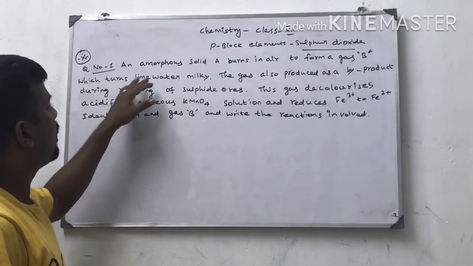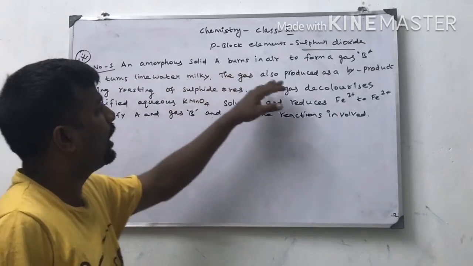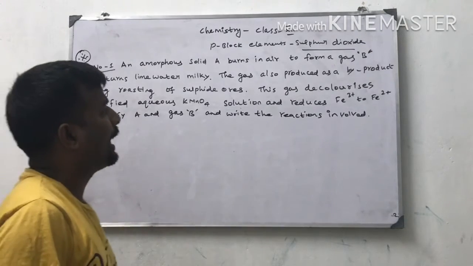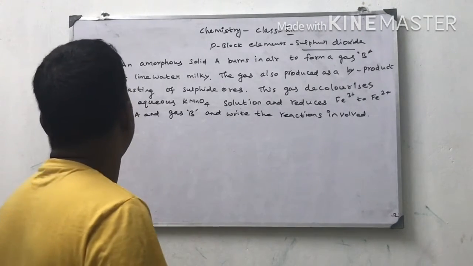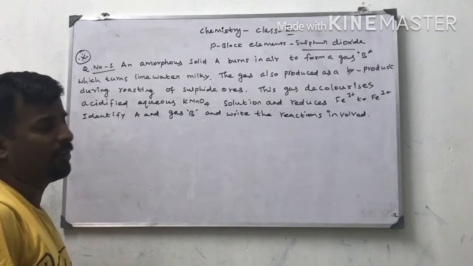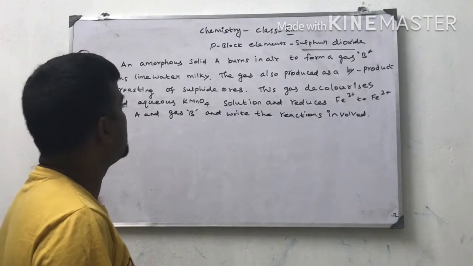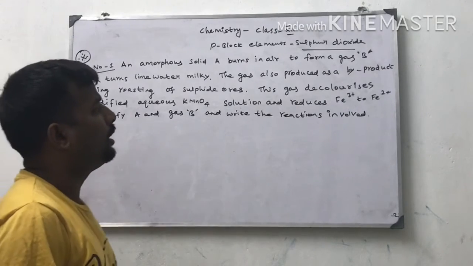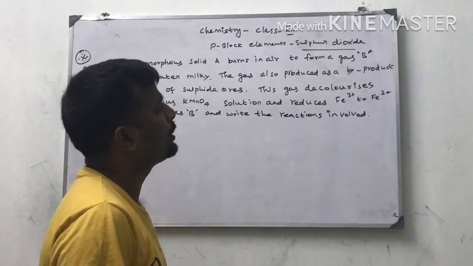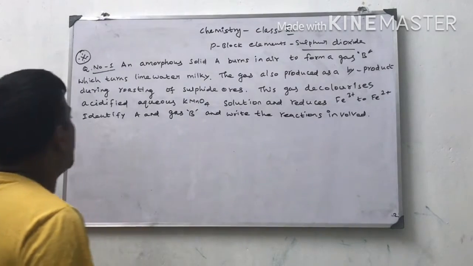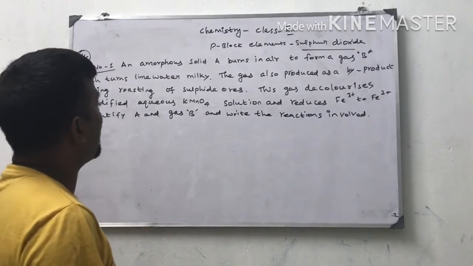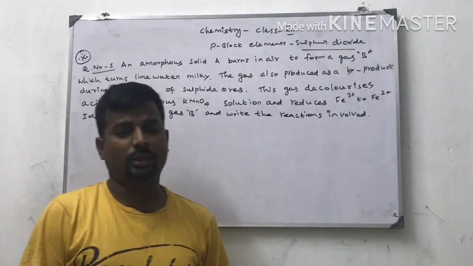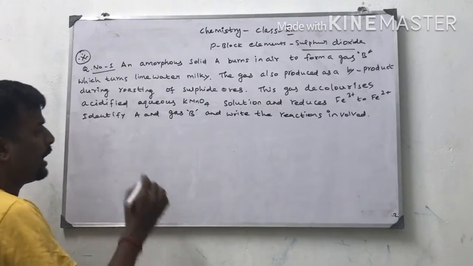Question 1: an amorphous solid A burns in air to form a gas B, which turns lime water milky. The gas is also produced as a byproduct during roasting of sulfide ores. This gas decolorizes acidified aqueous potassium permanganate solution and reduces Fe3+ to Fe2+. Identify A and gas B and write the reactions involved. This is the question. First read the question carefully.